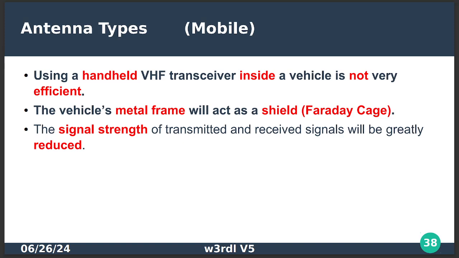Okay, antenna types. Using a handheld VHF transceiver inside a vehicle is not very efficient, because not only do you have this inefficient antenna, but you're also inside of a steel Faraday cage. Well, we'll give them the benefit of the doubt that it's steel. It's probably aluminum. But you're still inside of a Faraday cage, which keeps your signal from getting out. The vehicle's metal frame will act as a shield or Faraday cage. The signal strength of the transmitted and received signals will be greatly reduced.